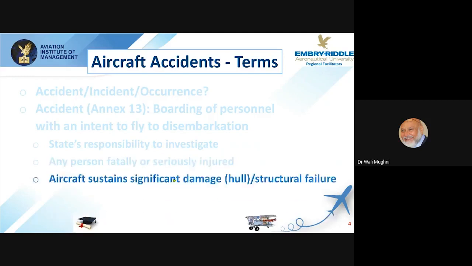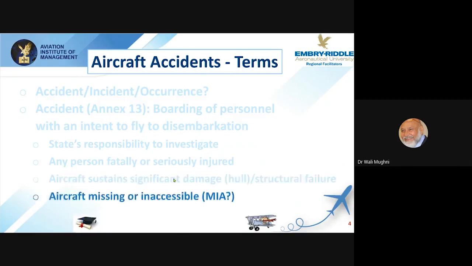The second thing is that the aircraft sustains significant damage. When you say significant damage, it is called structural failure or hull loss. That means it cannot be easily repaired, and the aircraft cannot be airworthy again. So that's another criterion for an accident.